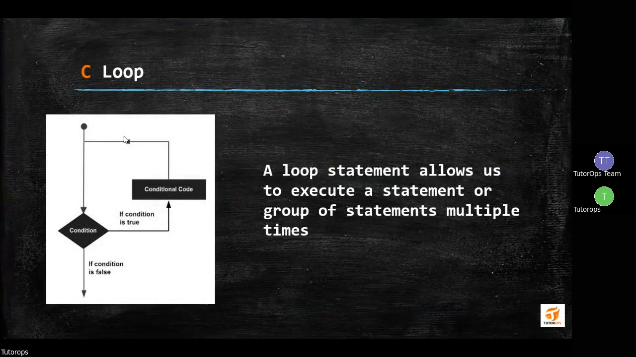Now let's start with the loop. A loop statement allows us to execute a statement or group of statements multiple times. Suppose you want to execute one thing 5 times or 10 times, then you can write it that way. Like suppose I want to printf hello world 5 times, so you can write printf hello world, then again on the next line printf hello world, then again on the next line printf hello world. This is how you write it 5 times, and if you execute the program, it will print hello world 5 times. But it is redundant, and it is not a good practice of coding.